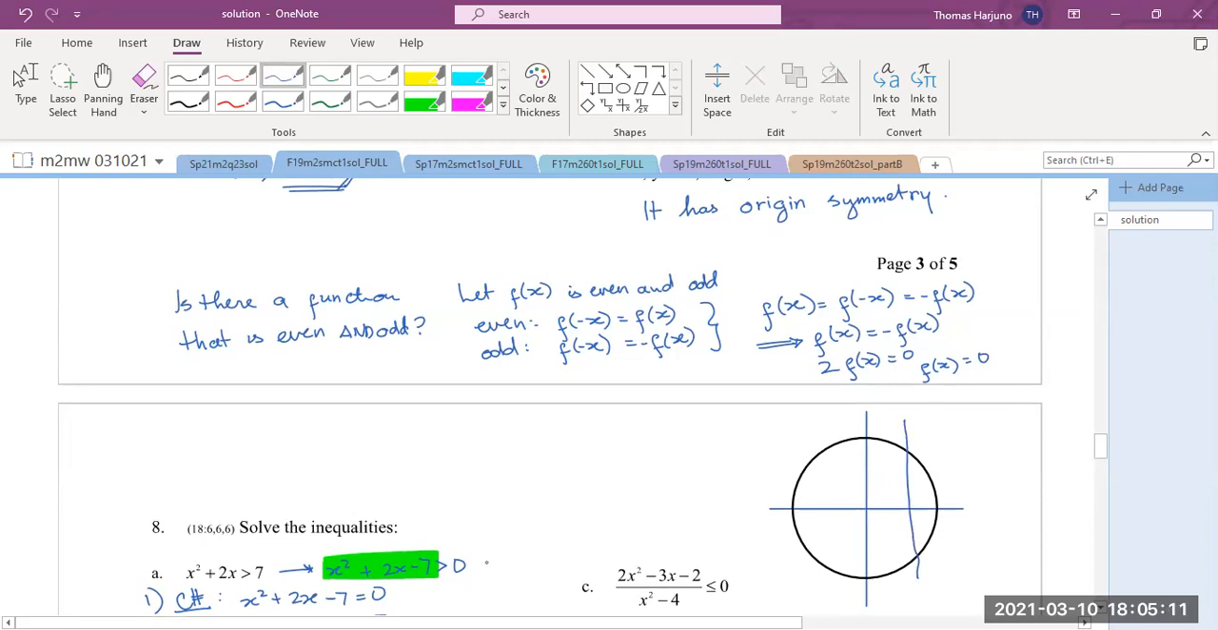Okay, I hope that answered the question. So why can't I say that a circle centered at origin is even or odd, Thomas? Because they have the symmetry already, right? They have the symmetry, but it's not a function. Okay, that's the reason. That's for question number 7.